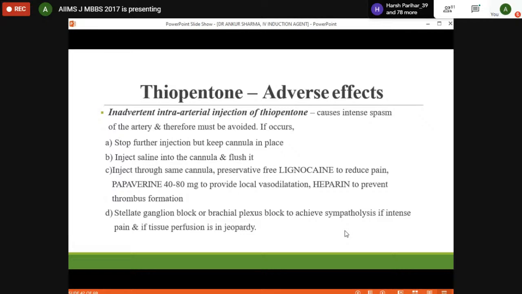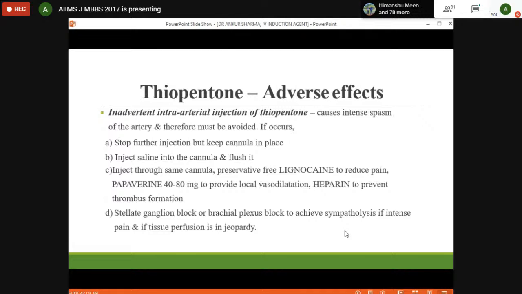What are the adverse effects of thiopentone? As I told you, the pH is very high, 10.8. If by accident it is injected into an artery, it can cause severe spasm of the artery, and therefore it must be avoided.